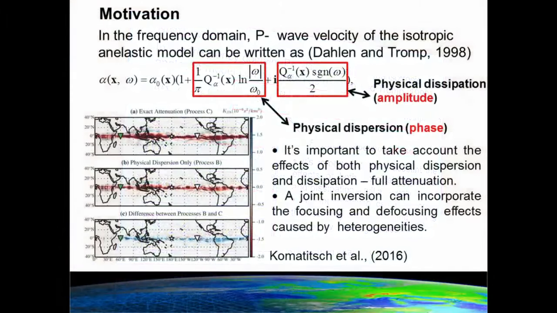This figure shows the exact attenuation kernel and the physical dispersion kernel, and here we get the difference between the two kernels. The difference cannot be ignored, because it is due to the 3D crustal heterogeneity. Thus, it is important to take into account the effects of both physical dispersion and dissipation, named full attenuation. A joint inversion can incorporate the focusing and defocusing effects caused by heterogeneities.